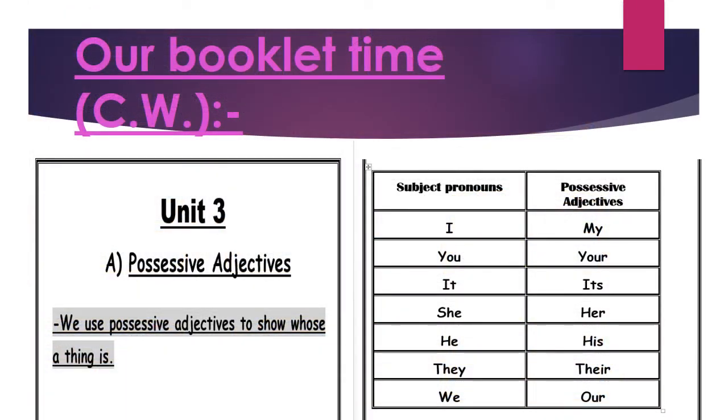Now it's time for our booklet. Okay, in our classwork, we have here Unit 3A possessive adjectives. We use possessive adjectives to show whose a thing is. As we mentioned before, subject pronouns: I takes my, you take your, it takes its, she takes her, he takes his, they take their, we take our. So I think now it's very easy for you to know what the possessive adjectives are.